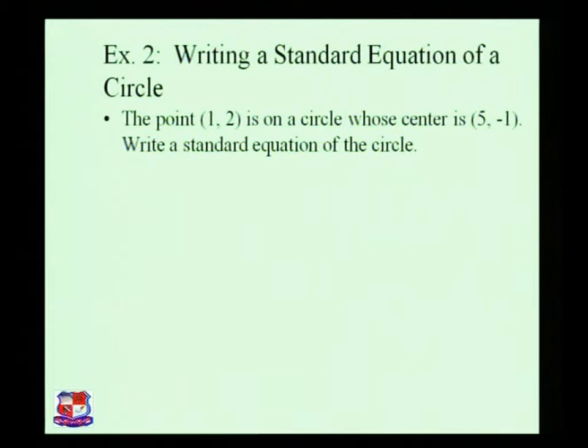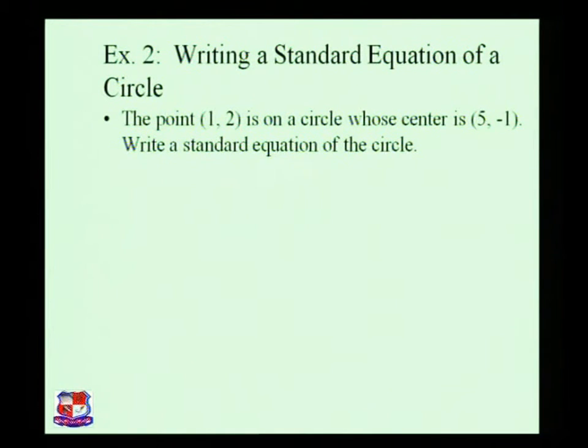If we ask to find the equation of the circle which is passing through the point (1, 2) and having the center (5, -1). The point (1, 2) is on the circle and the center is (5, -1). So find the equation of the circle. Here we have given the center of the circle, that is (5, -1), but we haven't given the radius of the circle. So first of all we need to find the radius of the given circle.